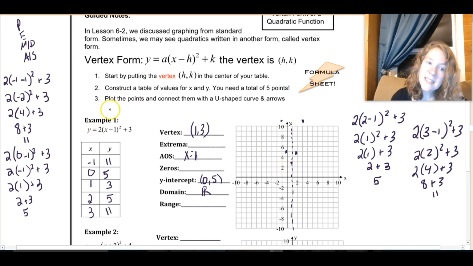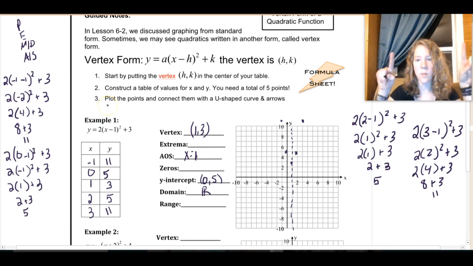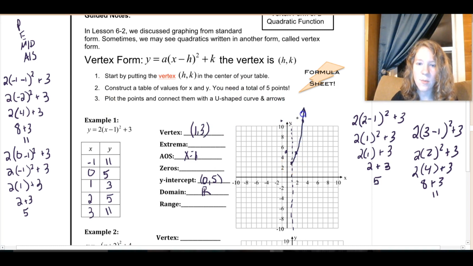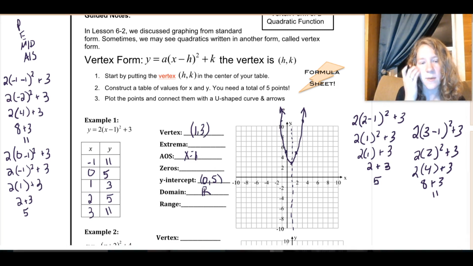All right, now the last thing the steps say to do is connect the points with a U shape. So here we go, ladies and gentlemen, going to try to do a parabola. I've started to realize that I do better if I do it as two separate curves. That's not too shabby.